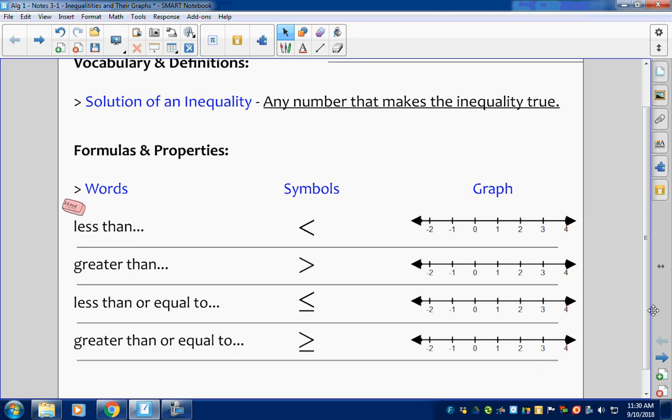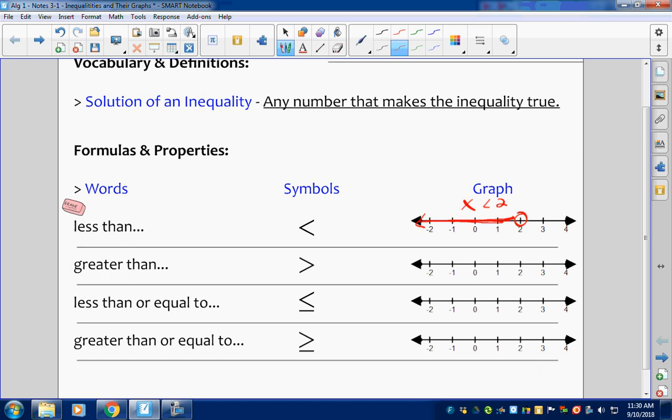Now, I know you've seen this before. Just as a review though, I'd like to do one example of each and show what the graph looks like. So if I had x is less than 2, we would have an open circle at 2. It's open because it does not include 2. And I would shade on the number line to the left. Some students will do a little arrow up and over.